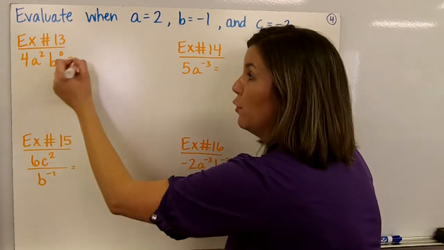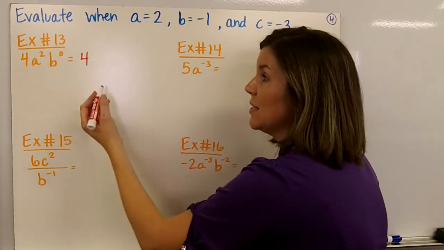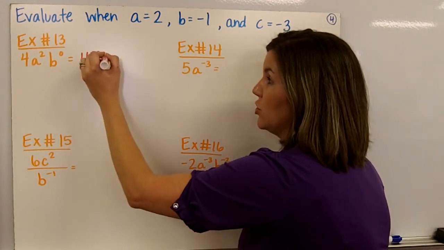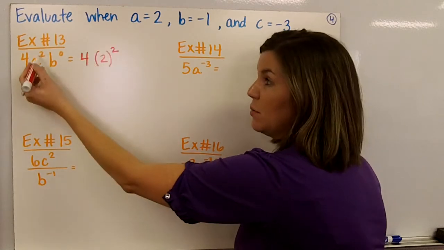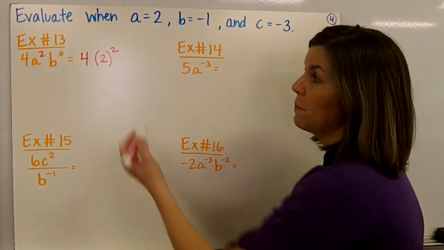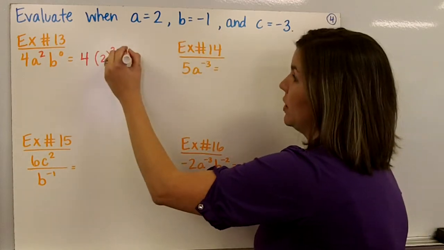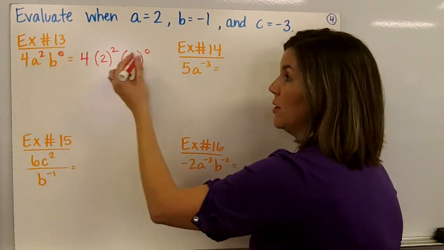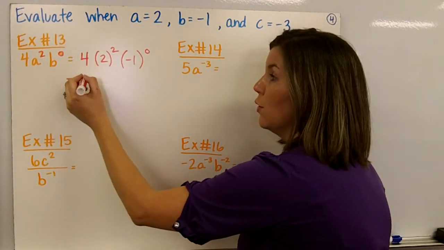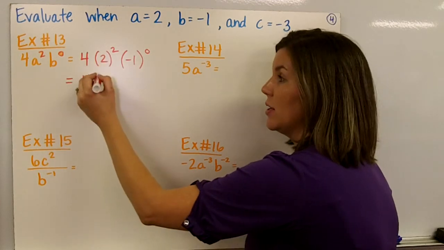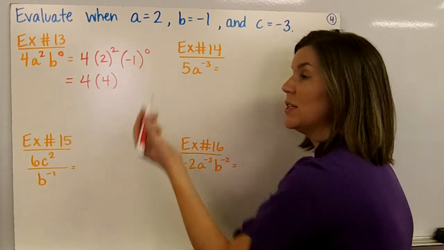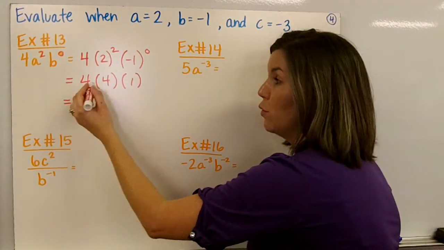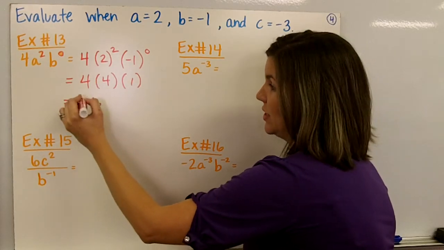Example number 13. 4 times A to the second power. Well, A is negative 2. So instead of A, I'm going to put negative 2. It's to the second power because this is to the second power. B is negative 1, to the 0 power. 4 comes down. Negative 2 to the second power is 4. Negative 1 to the 0 power. Anything to the 0 power is 1. So I have 4 times 4 times 1, which is 16.